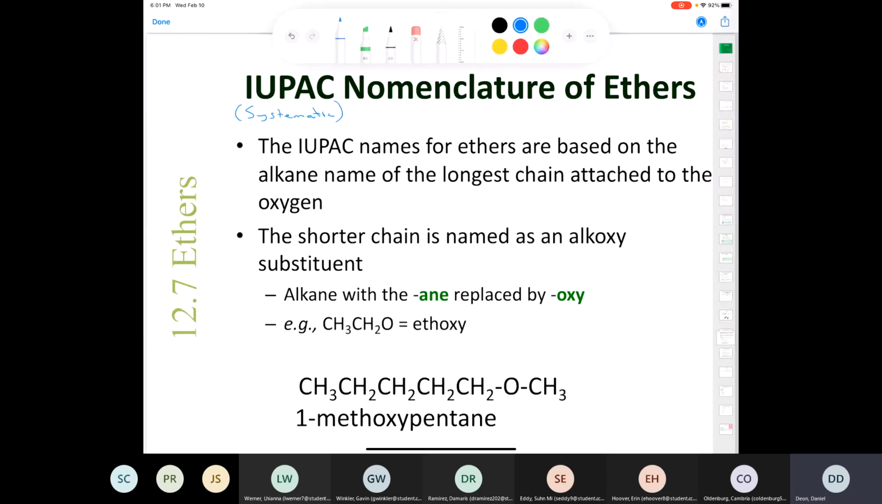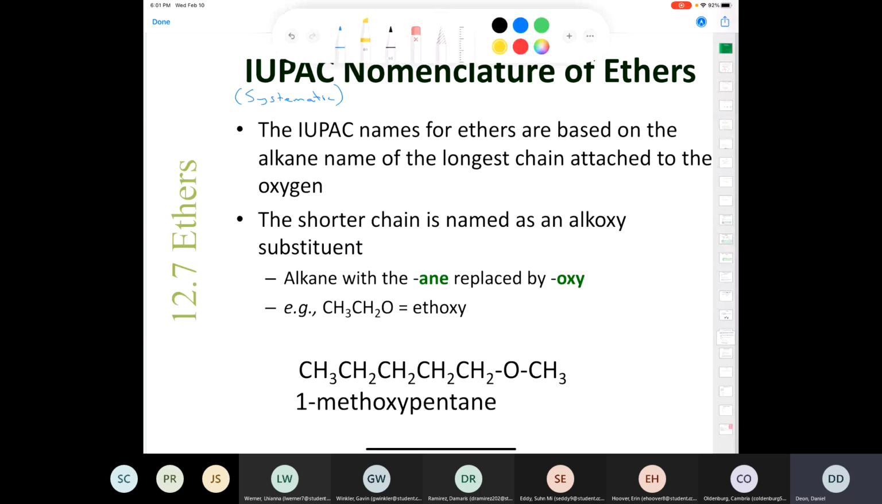For the IUPAC nomenclature of ethers, what we do is something you're used to doing now. We find the longest chain. We take the alkane name of the longest chain, and then the shorter chain is going to be named as an alkoxy substituent. What's an alkoxy substituent? Well, if you have OCH3, this would be a methyl, so this is called a methoxy. If you have an ethyl group and an oxygen, that's called an ethoxy.